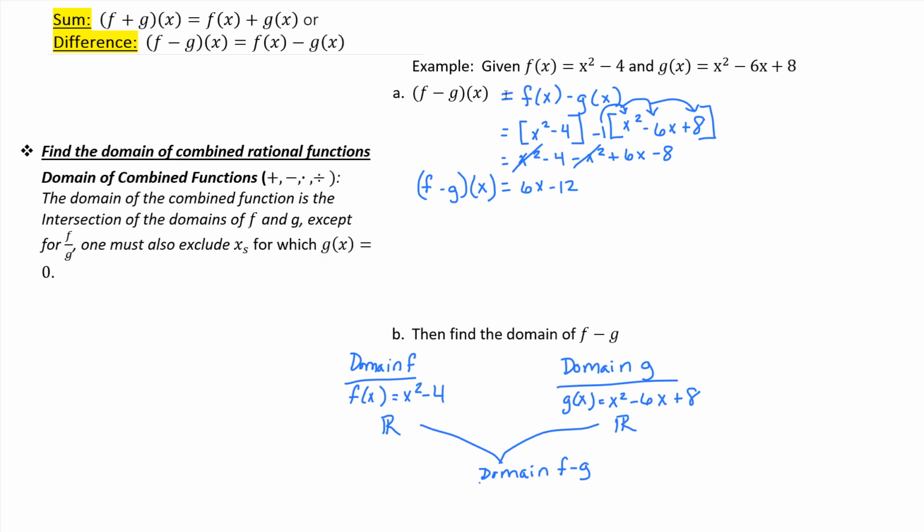But all real numbers intersected with all real numbers is still all real numbers. So you could write it like that, or you could write it like negative infinity to infinity if you're using interval notation.